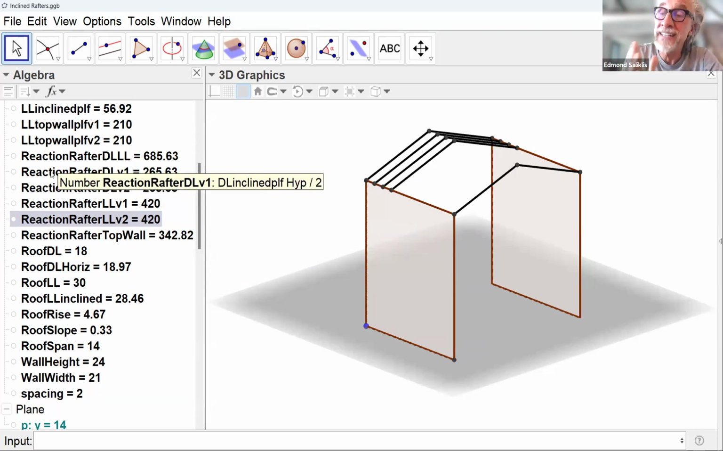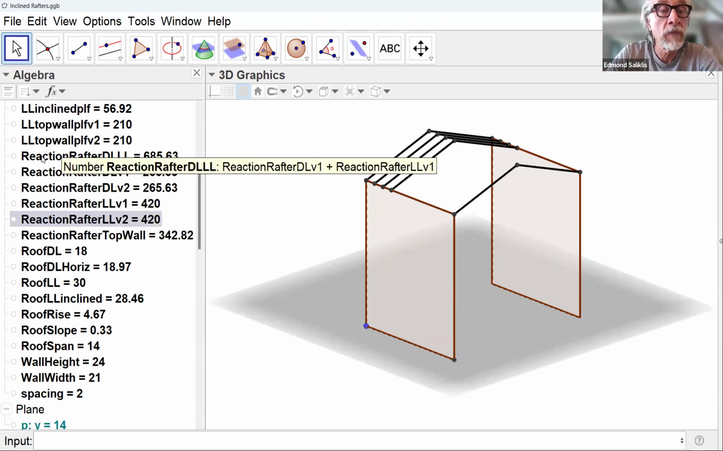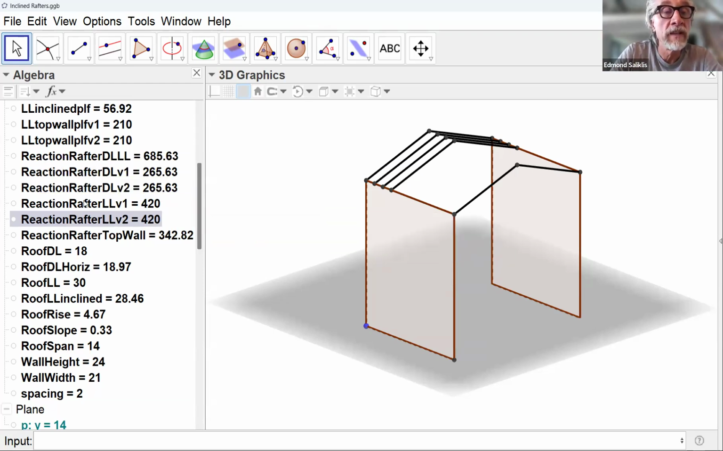The dead load, let's do the easy one first. The dead load is given on the inclined plane as force per length squared. I simply changed it to force per length. And then I took one half of the inclined length. So it's dead load, force per length, not force per length squared, force per length on the inclined plane. And I took half of that hypotenuse. That's version one. The other way of doing it is this.